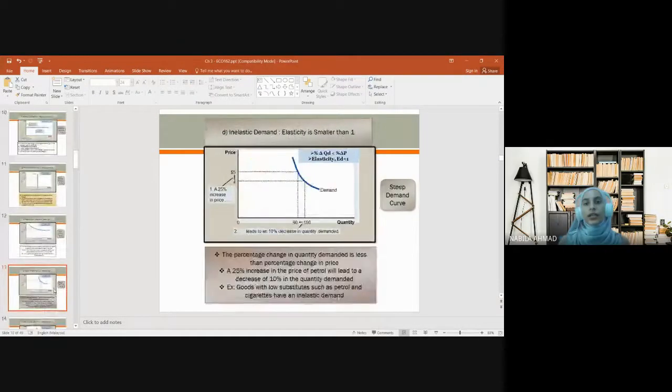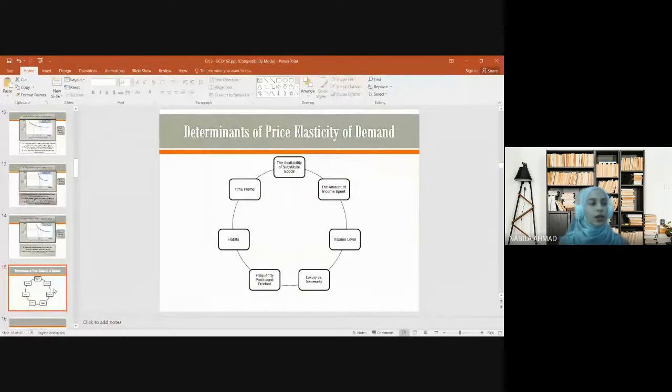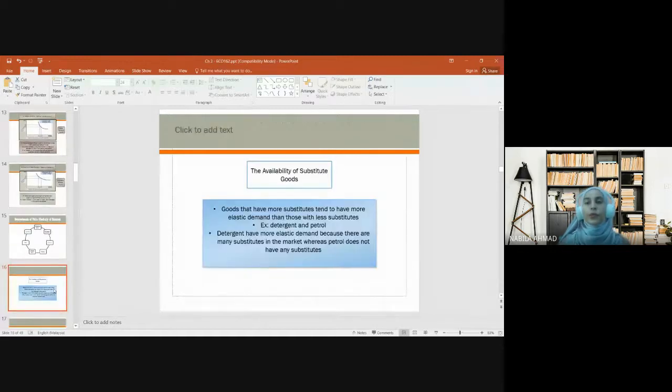So kita continue dengan determinants of price elasticity of demand. Alright, so determinants of price elasticity demand ini explain apa faktor-faktor yang menyebabkan demand itu boleh menjadi elastic and inelastic. Okay, so the first one is the availability of substitute goods, right? So kalau there are more substitutes available in the market, the demand for the goods will be elastic. Ya, consumer sensitif dengan perubahan harga lah.